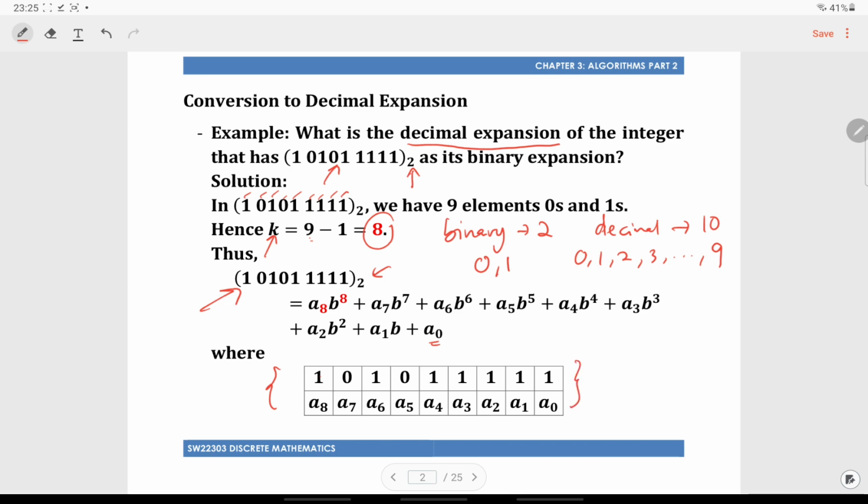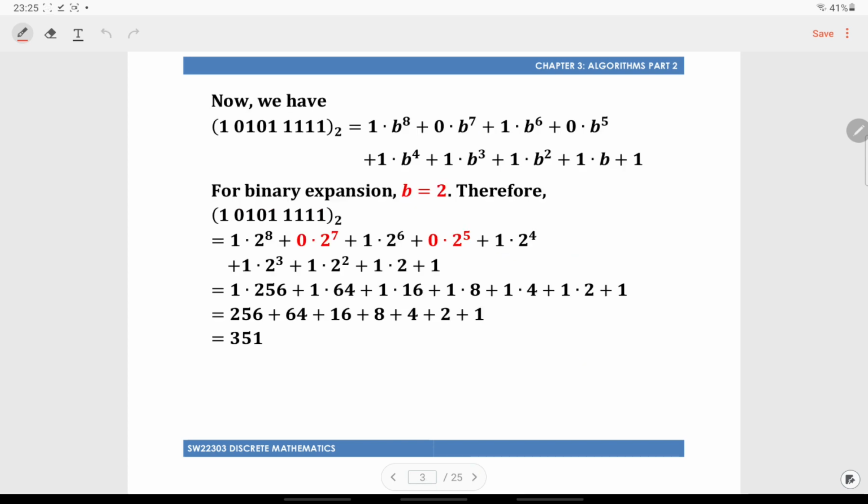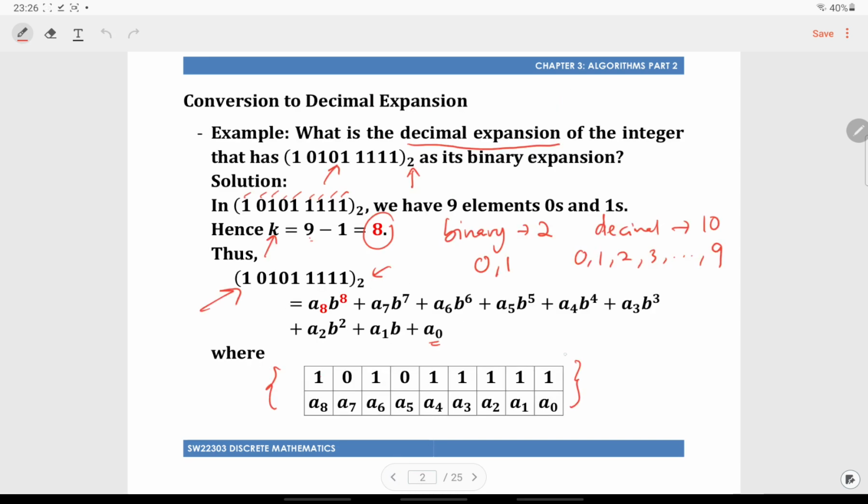From this table, the next step is to replace the values for the a's. We have a8 equal to 1, a7 equal to 0, a6 equal to 1, a5 equal to 0, a4 equal to 1, a3 equal to 1, a2 equal to 1, a1 equal to 1, and a0 equal to 1 based on the previous table. So we put all these values to replace the a's, based on the following table.